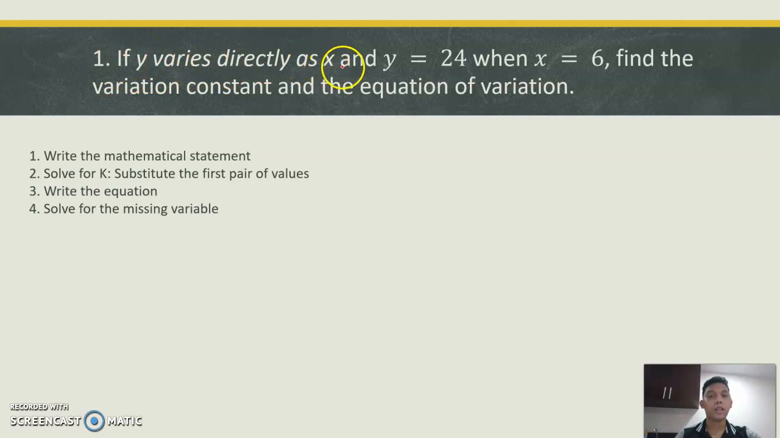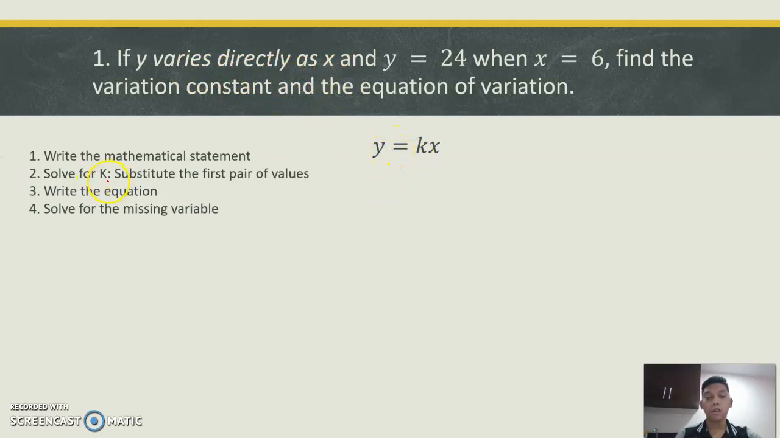Y varies directly as x and y is 24 when x is 6. Find the variation constant and the equation of the variation. First, you have to translate the variation statement given in the problem. In this case, it is translated to y equals kx, because y varies directly as x. So y equals kx.